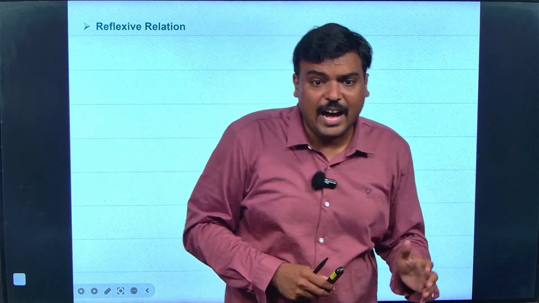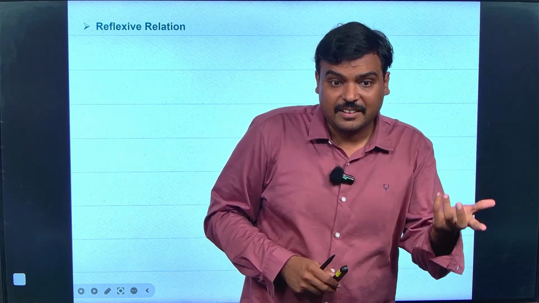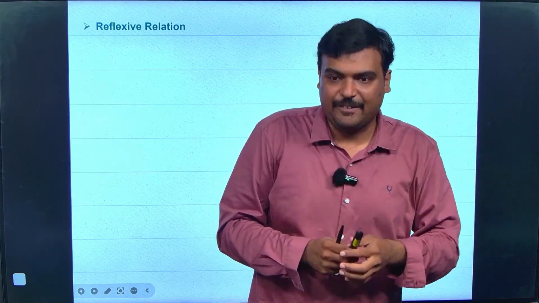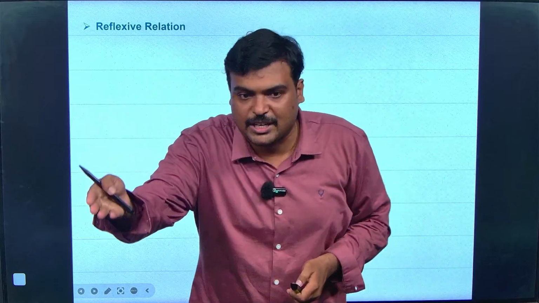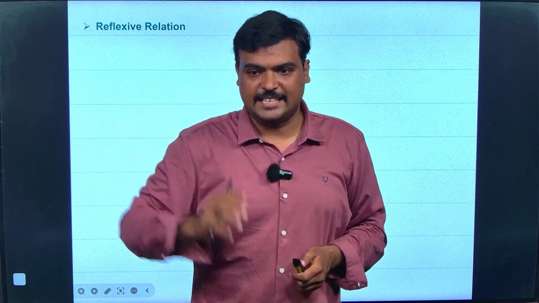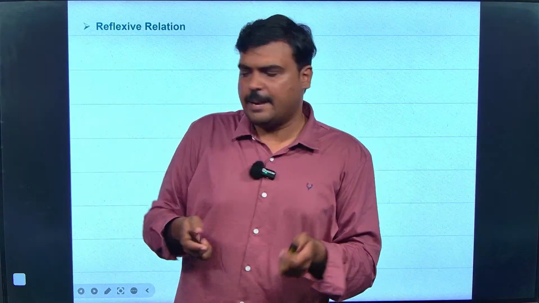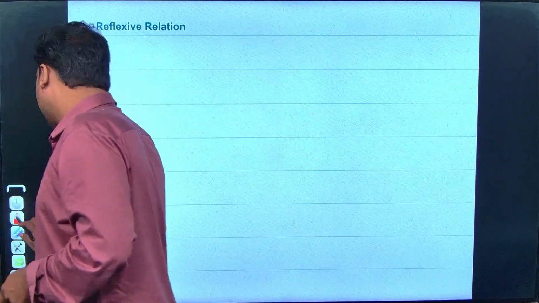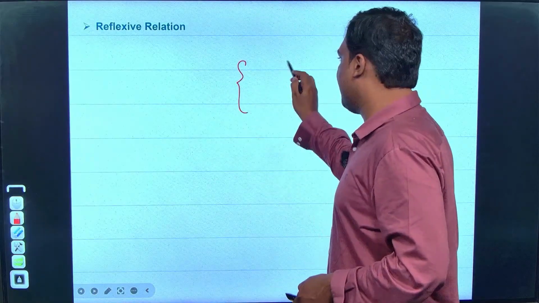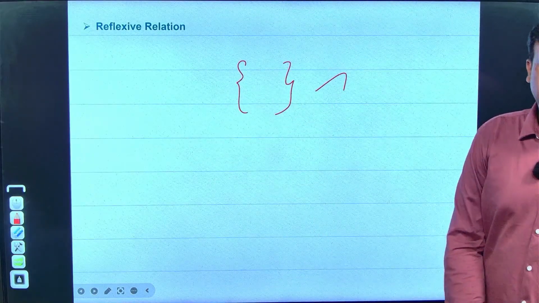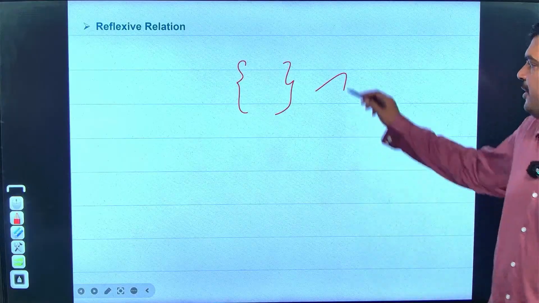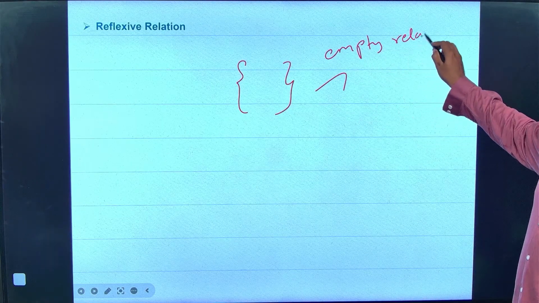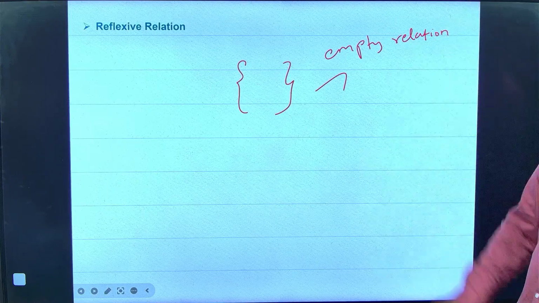Then we went for, yes, first one the empty relation. Definitely the empty set is also a subset of a relation. Oh, correct. Did I not say the empty set is a relation? So what does the empty set say? Okay, I am having the empty set. Whether it's a subset, definitely it's a subset. We call it by a separate name called empty relation.